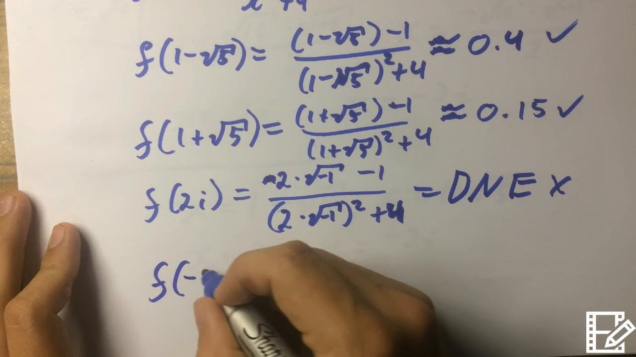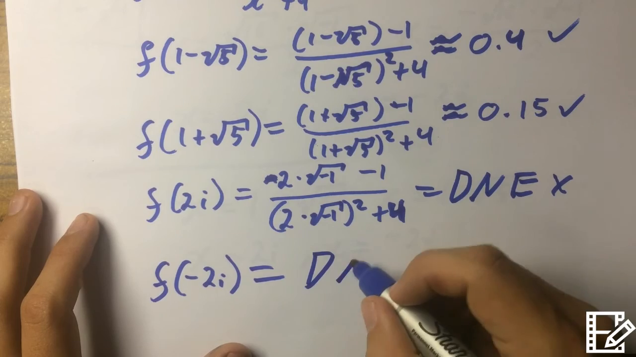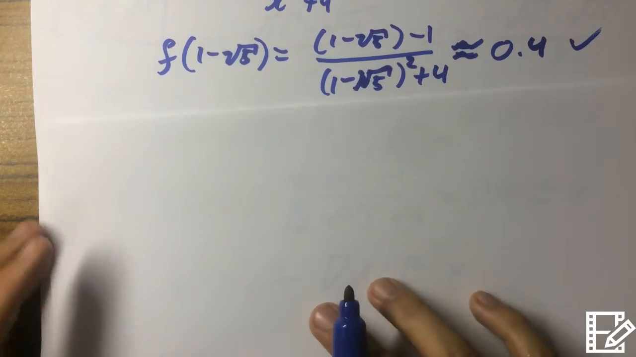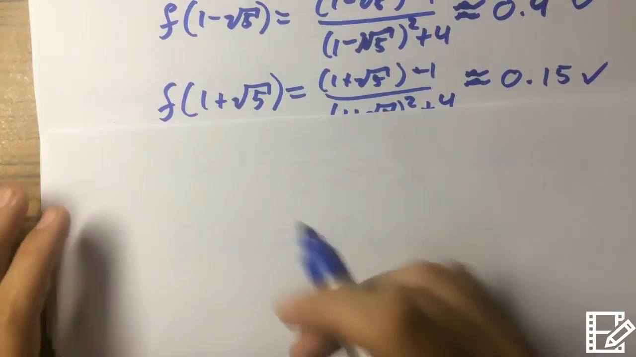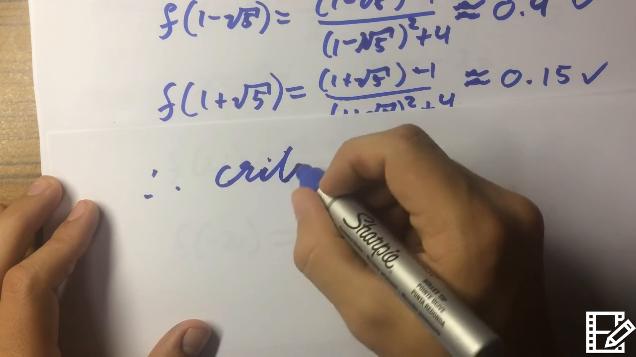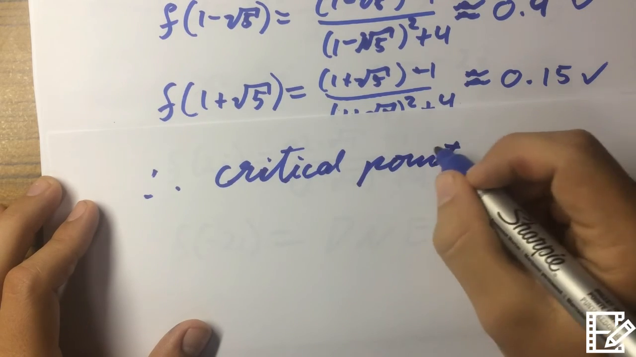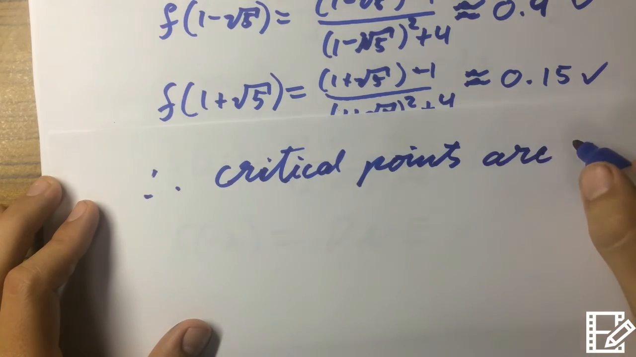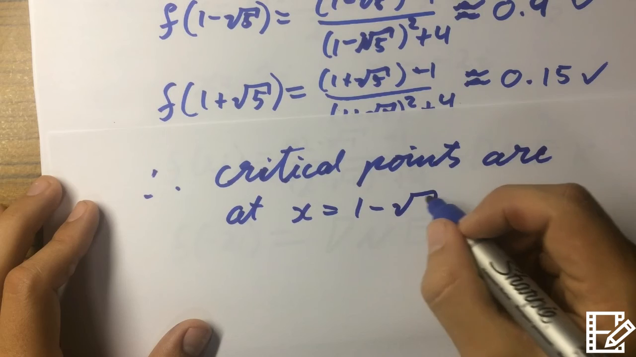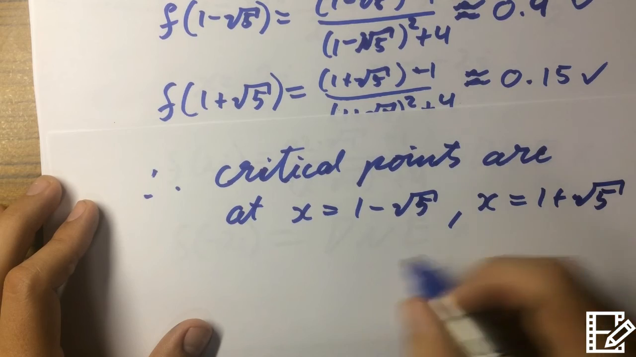And for the negative 2i, I don't need to really write this out because it doesn't exist. Therefore, we can say that critical points are at x equals 1 minus the square root of 5 and x equals 1 plus the square root of 5 within the domain.